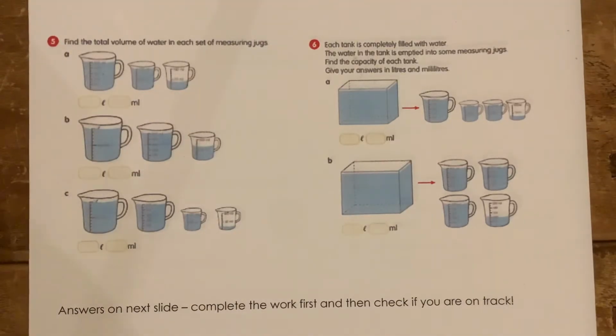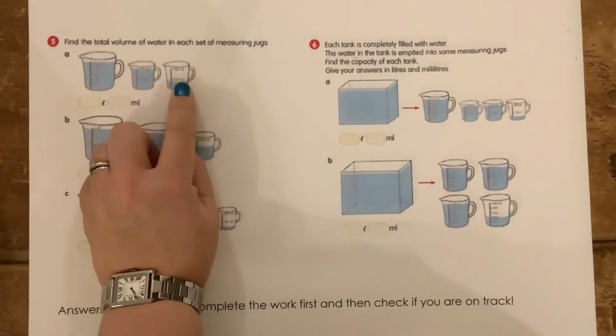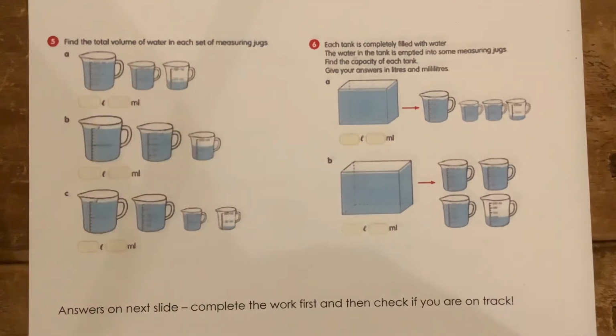So I'd like you to pause the video in a second and have a go at finding the total volume of water in each set of measuring jugs. So you'll need to pay attention to the scales on each jug, work out the volume of water that's in each of these jugs and then add them together. And then I'd also like you to have a go at question 6.